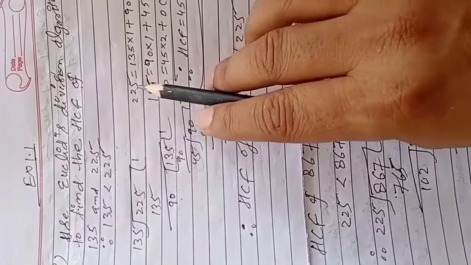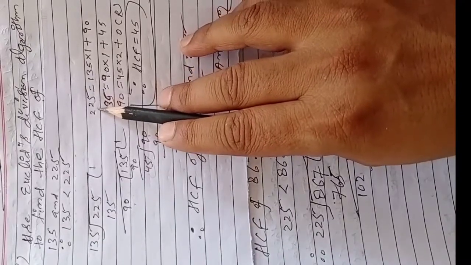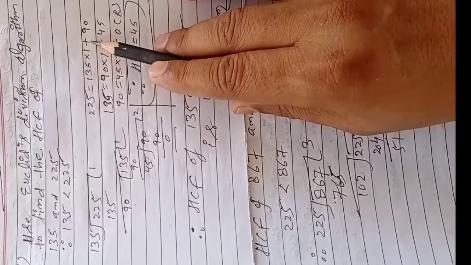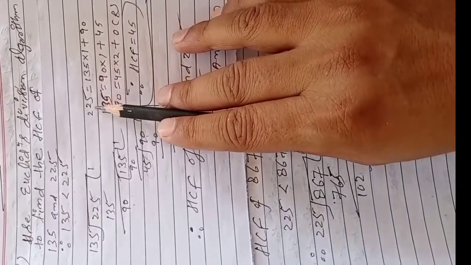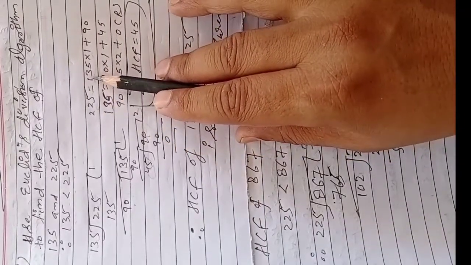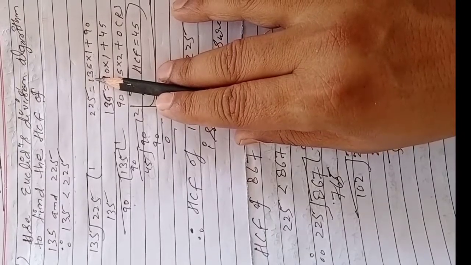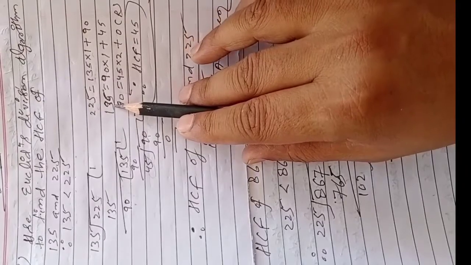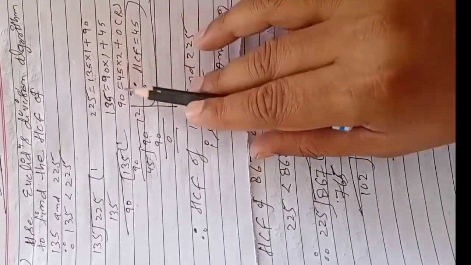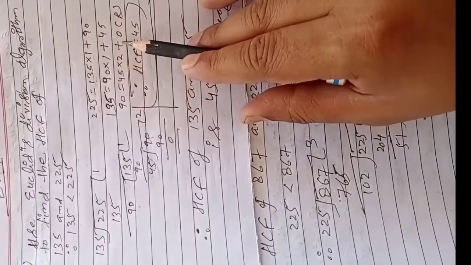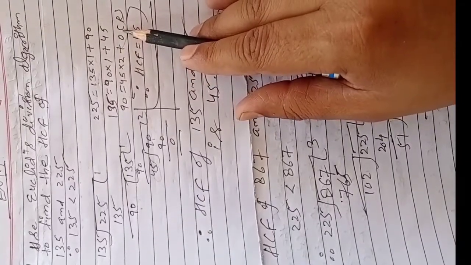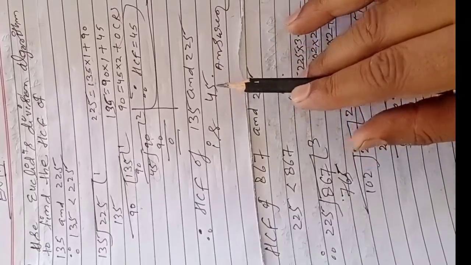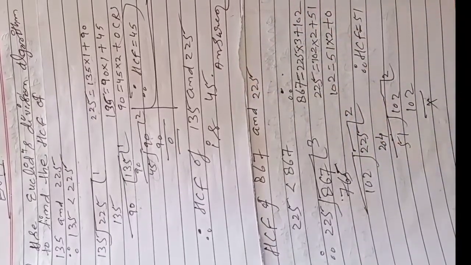So we can write this like 225 is equal to 135 into 1 plus 90. Dividend is equal to divisor into quotient plus remainder. Then 135 is equal to 90 into 1 plus 45. Then 90 is equal to 45 into 2 plus 0. So 0 is coming, the remainder is 0. Hence the HCF of 135 and 225 is 45. So this is our required answer.